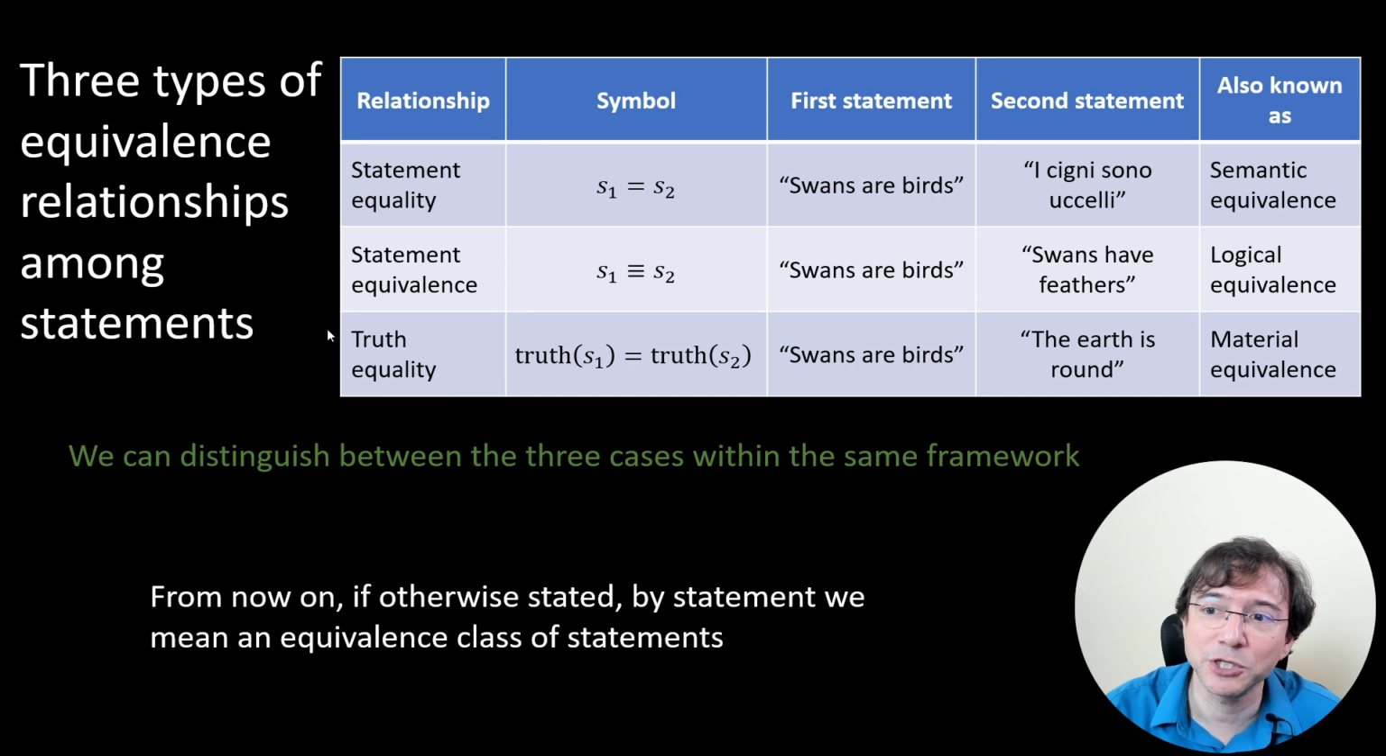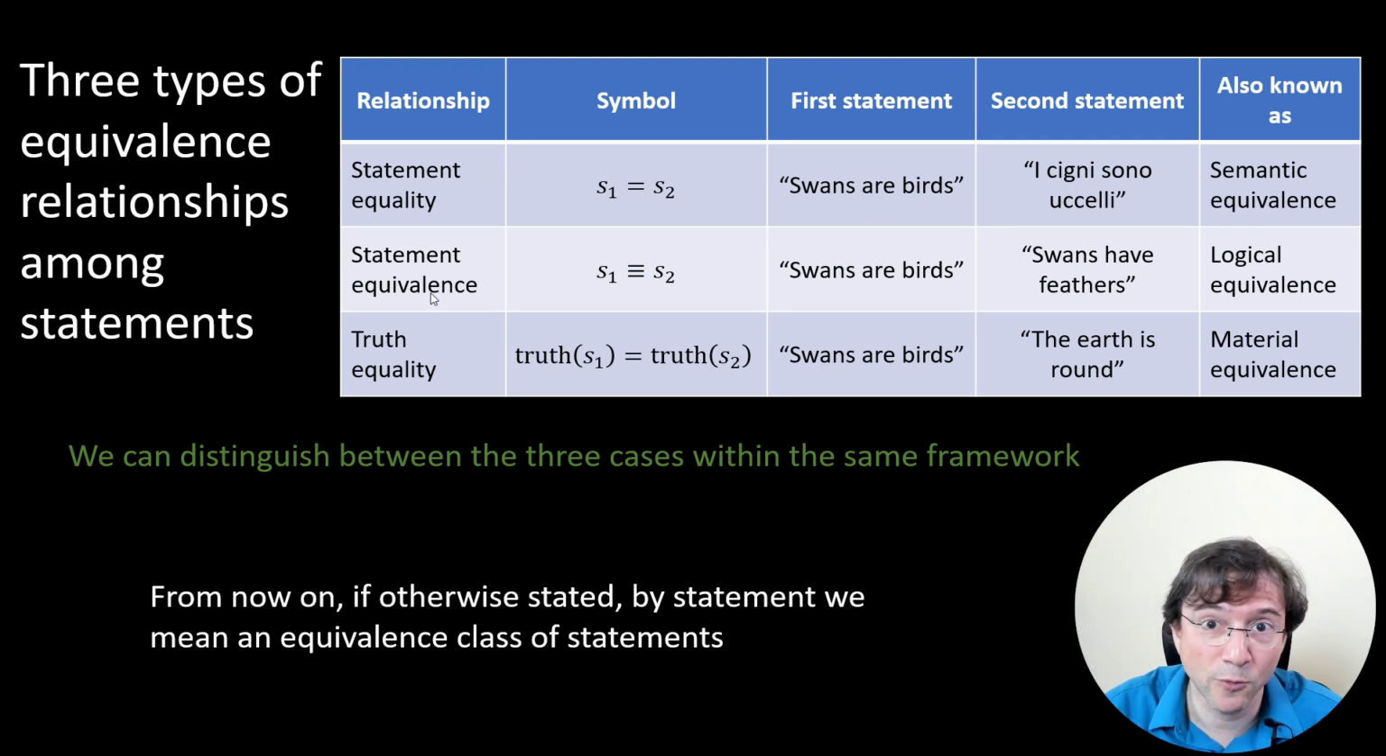And this shows that we have essentially three types of equivalence relationship among statements. Three things where you can say, oh, these two statements are the same. Two statements could be the same because they are semantically the same, as we saw before. Swans are birds, and I cigni sono uccelli. This is the same statement, and therefore these are the same object. These are not two different things. Even though they are two different propositions, because the way that we express the statement is different, the statement is really the same. In logic, this is called semantic equivalence. These things semantically mean the same thing.